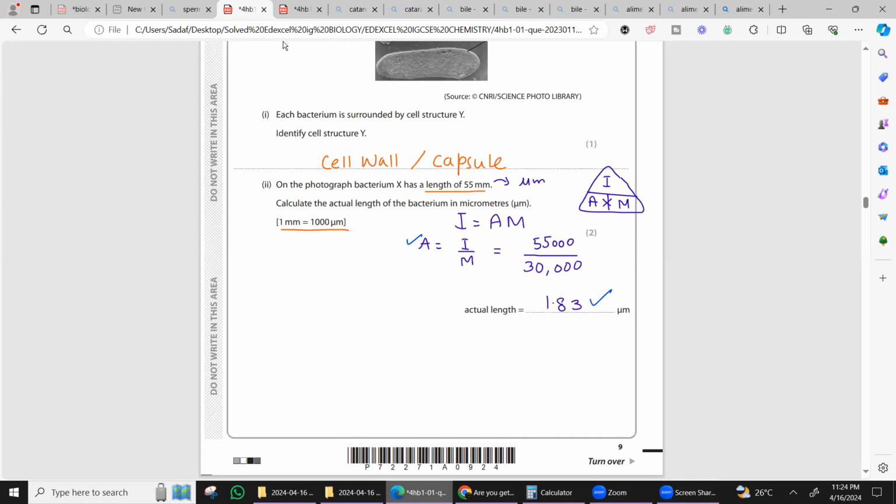So they have given the image length 55 millimeters, just convert it into micrometer, 55,000, divide by magnification, that is 30,000. So answer is 1.83 micrometer.